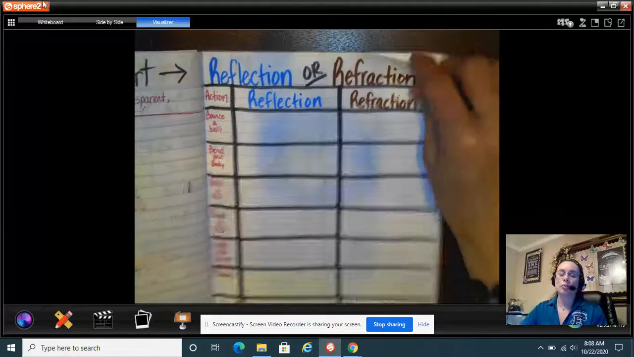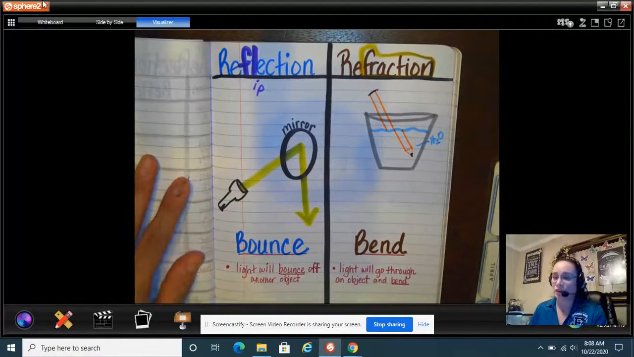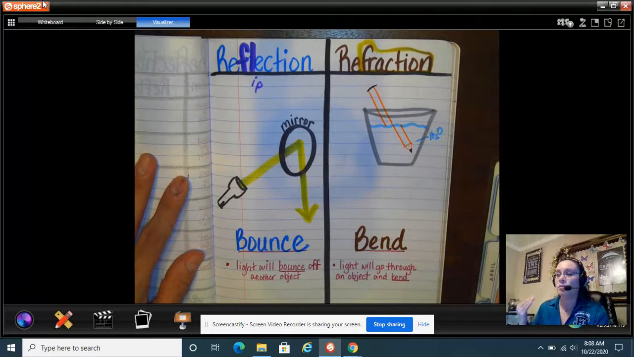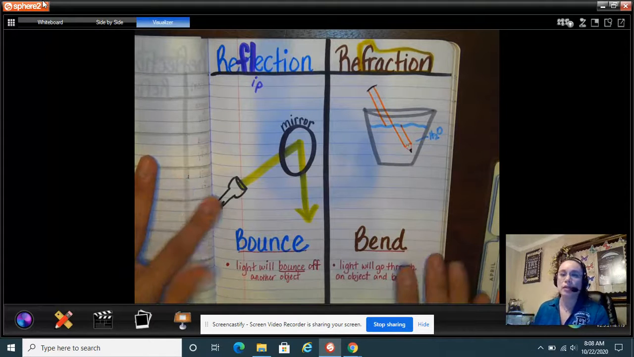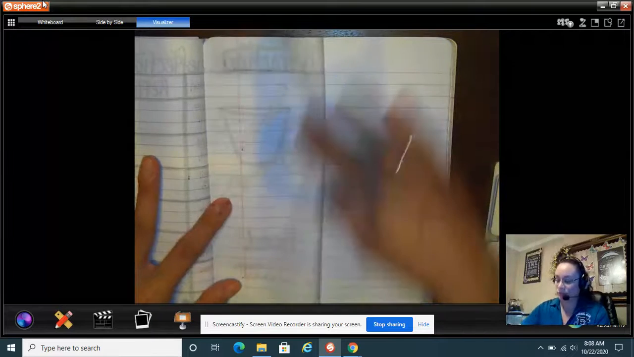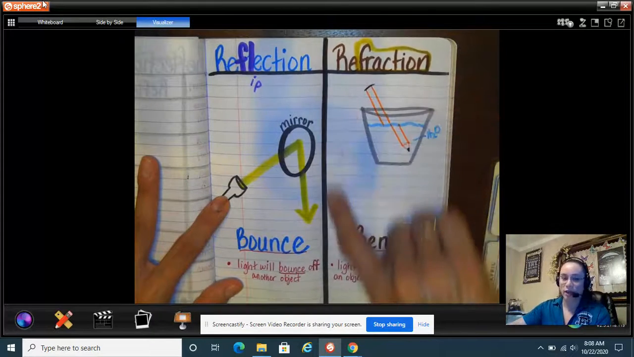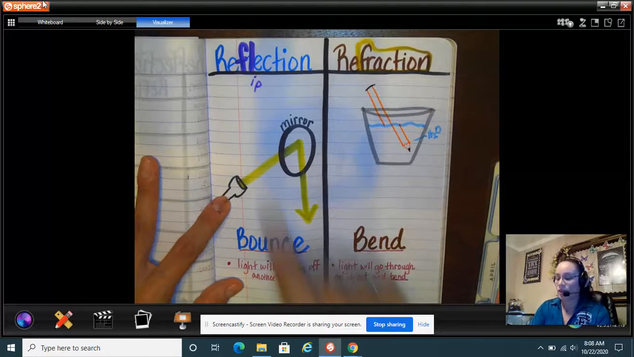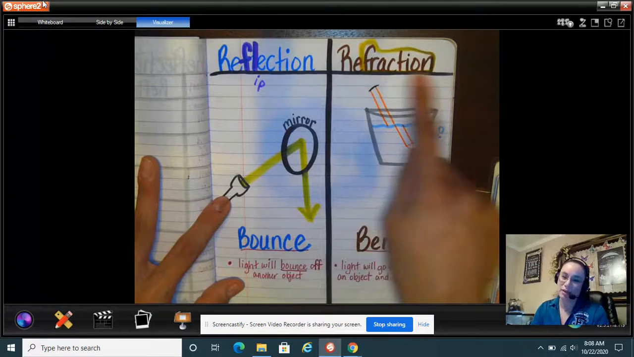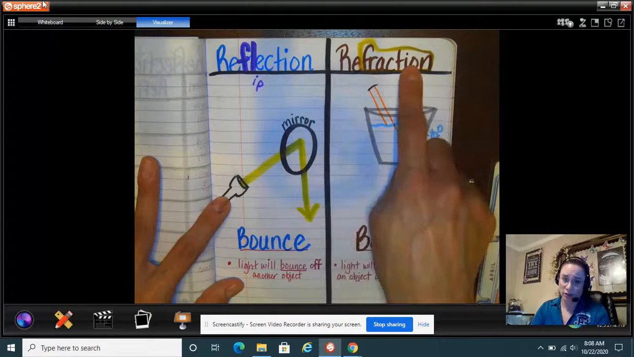So I'm going to turn the page. If I'm going to do a lab on reflection and refraction, I got to know information about each. So what I did is I did a T-chart. So I folded my page in half, opened it up, I traced with black on that center fold line, and then I underlined it, so that makes a T. Okay, so I underlined the words reflection and refraction.